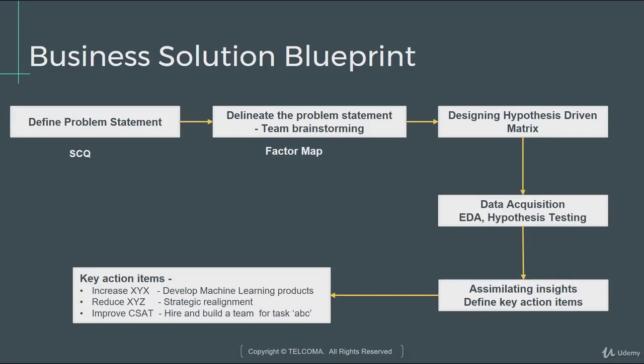Now that we have the problem statement clearly defined, let's have a look at the business solution blueprint. Developing the blueprint for the business solution is actually a structured process. Now we have a high level process structured and formulated into a simple flowchart.